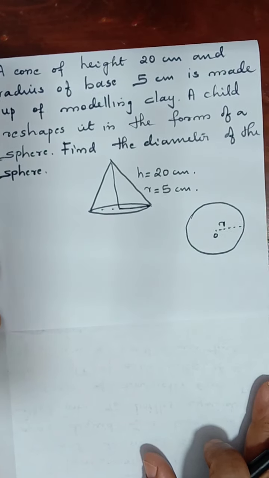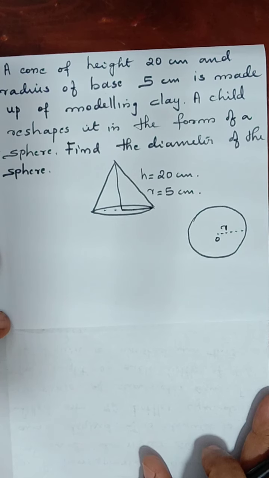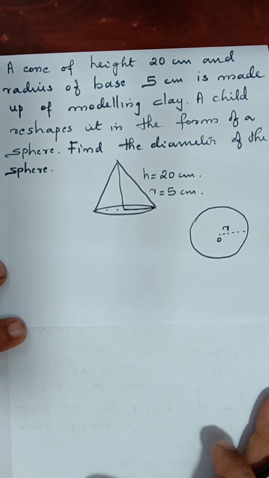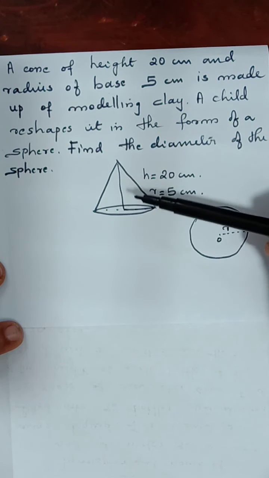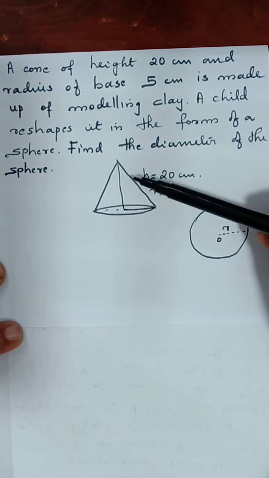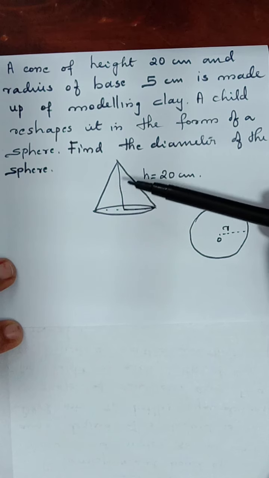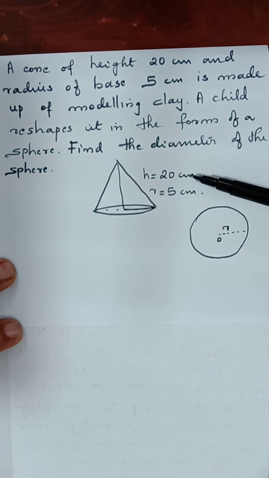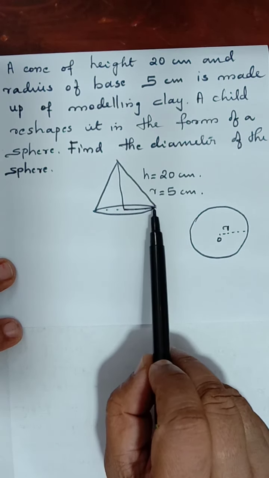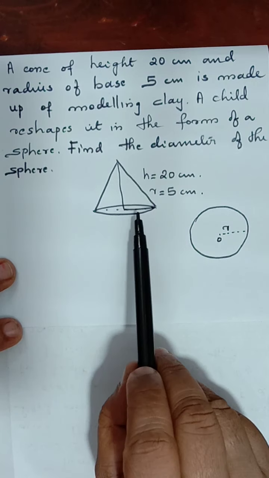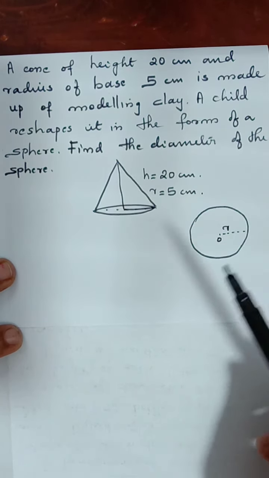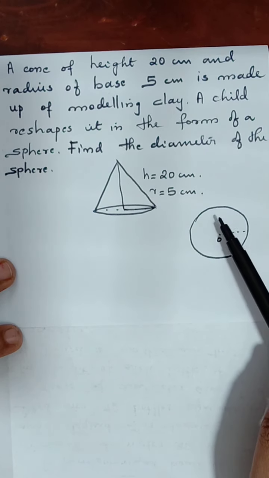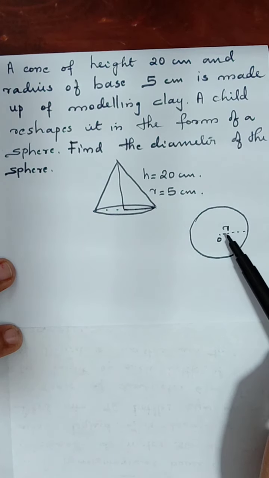Let us see the second question. A cone of height 20 centimeter. Actually figure is not given, just we are drawing the figure. A cone of height 20 centimeter and radius of the base 5 centimeter is made up of modeling clay. A child reshapes it in the form of a sphere. Find the diameter of the sphere.